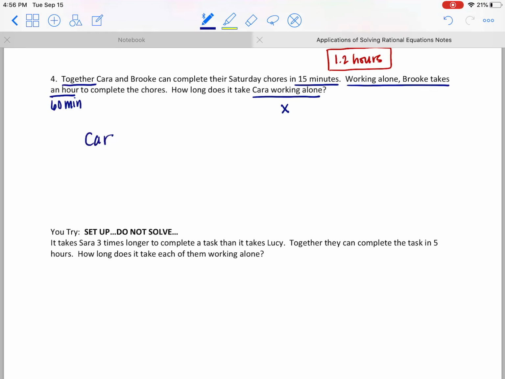We've got Kara, plus we have Brooke, and adding them would put them together. Okay? So now Kara working alone is what we were trying to find. We didn't know how long it took Kara working alone, so we can put an x here for Kara. Brooke working alone, it said took 60 minutes, so I'm going to put 60 here for Brooke. And working together, it said 15 minutes, so I'm going to put 15 here for together.